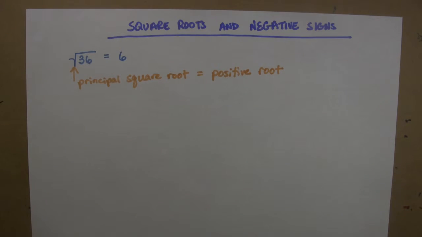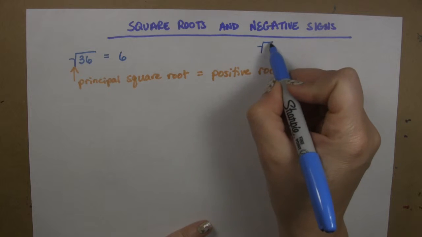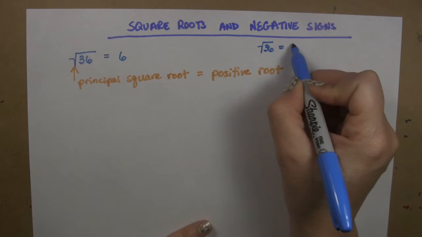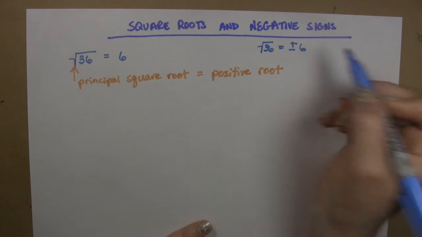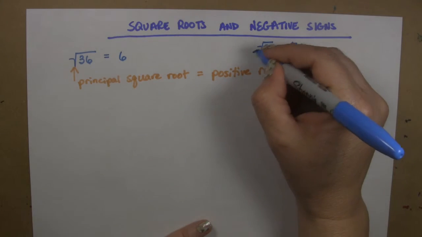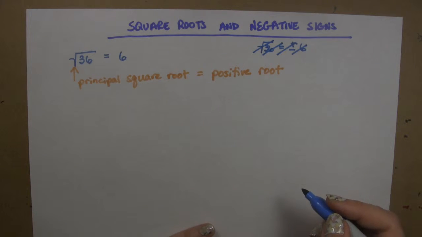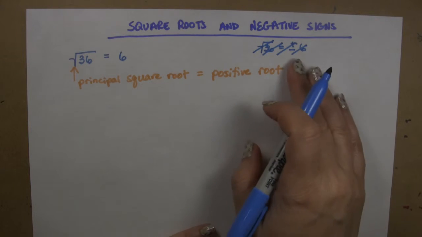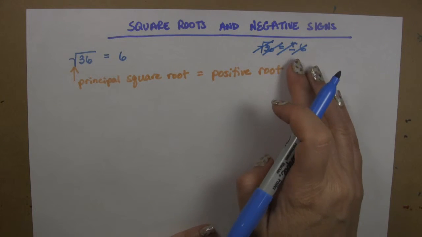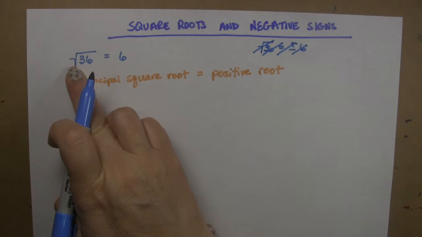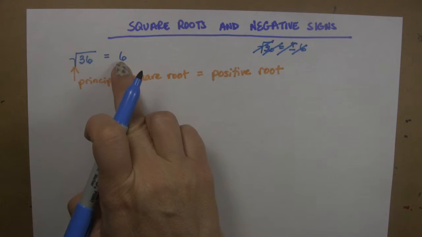It is incorrect to say that the square root of 36 equals plus or minus 6. That is incorrect. Wrong. I know people write it all the time. People say it, but that is technically incorrect, because this square root sign means only a positive number.